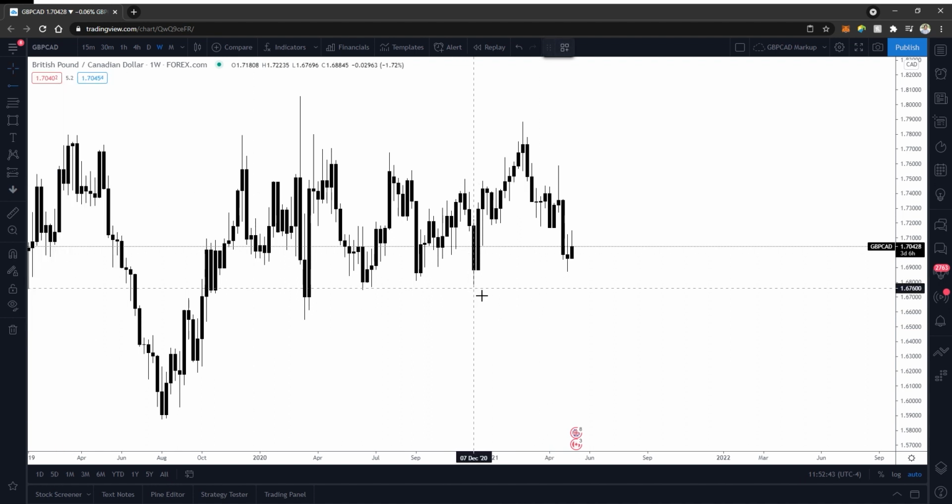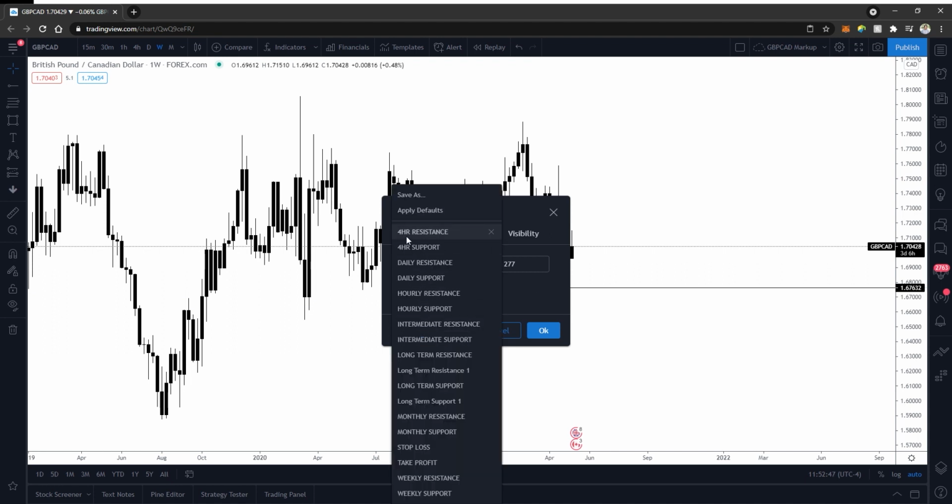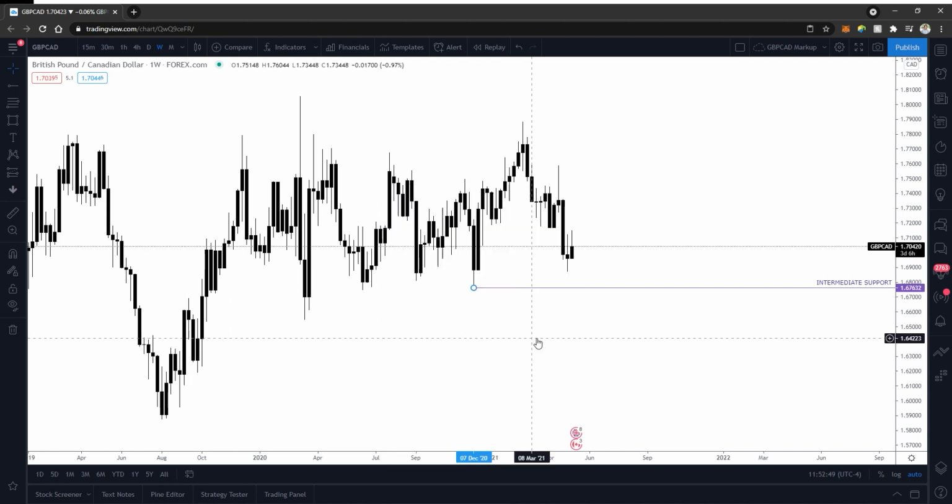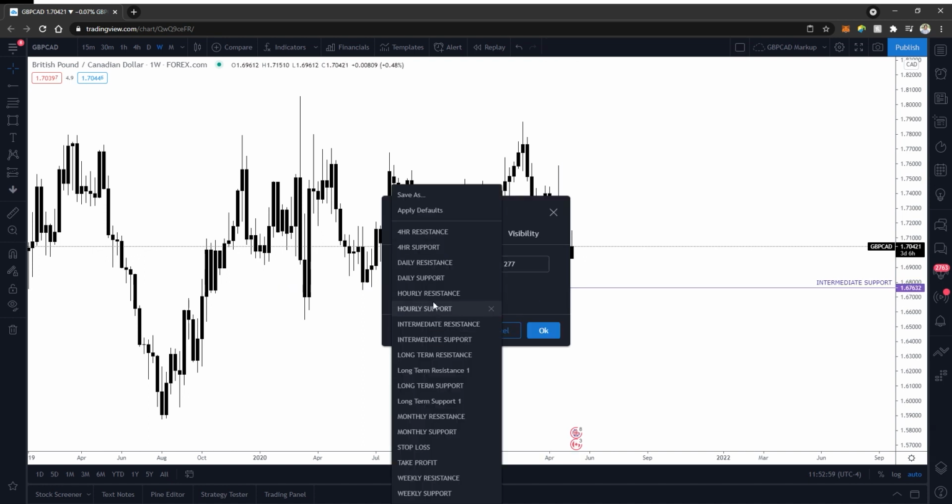I've already saved a template. So this is going to be my long-term support. And people always ask me, like, well, how do you know what year, what month to look at? Like, I don't look at month. I don't pay attention to time. I just look at the structure of the market. Let me update this because that was wrong.